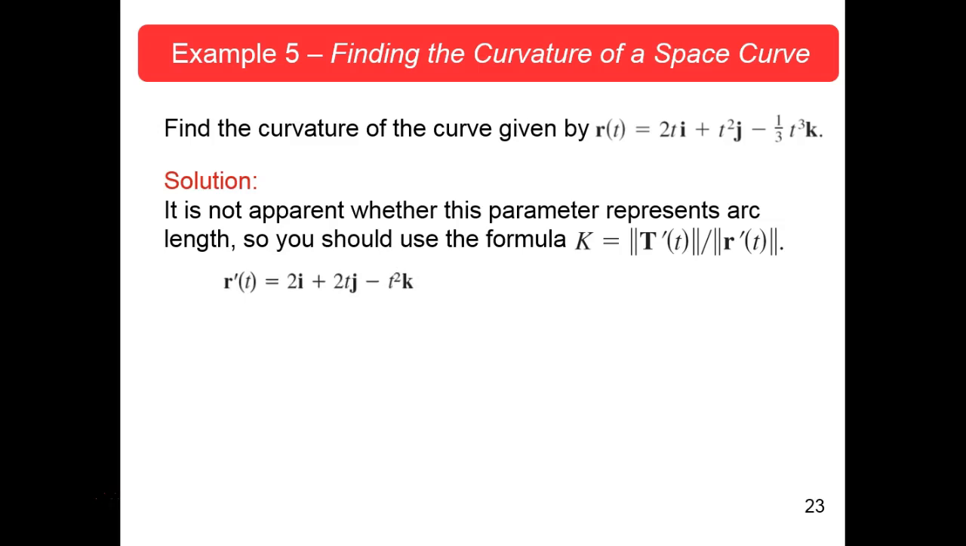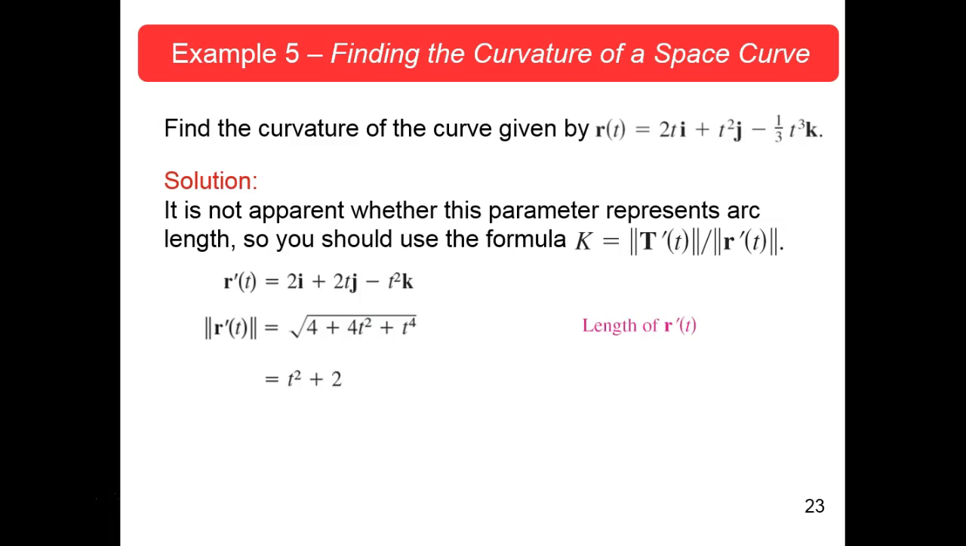Your r prime of t, just like we got, was 2i plus 2tj minus t squared k. The magnitude of the r prime that you're going to need there is the square root of 4 plus 4t squared plus 4t to the 4th, which turns out being t squared plus 2, which you noted earlier.